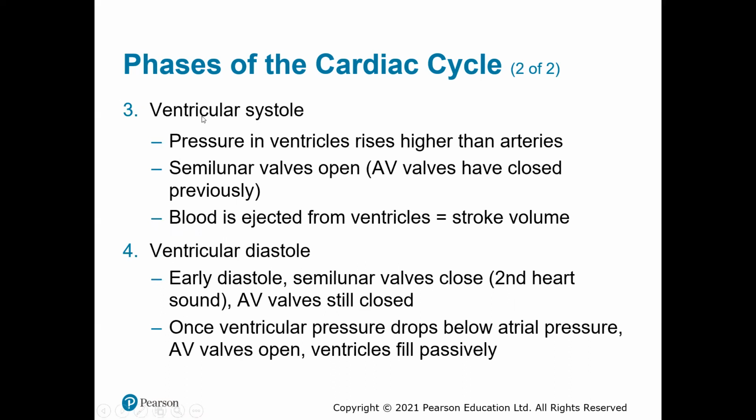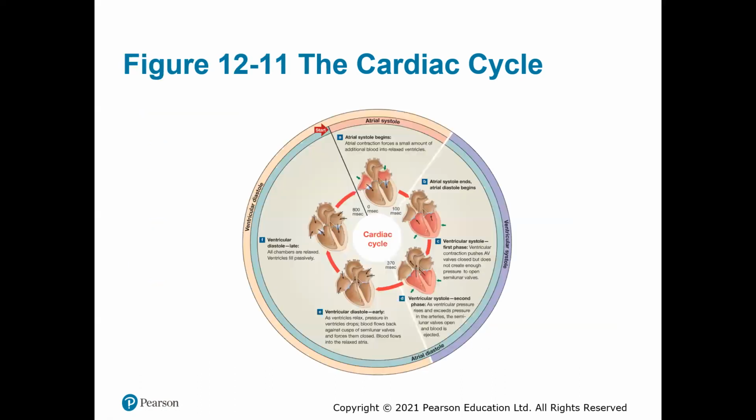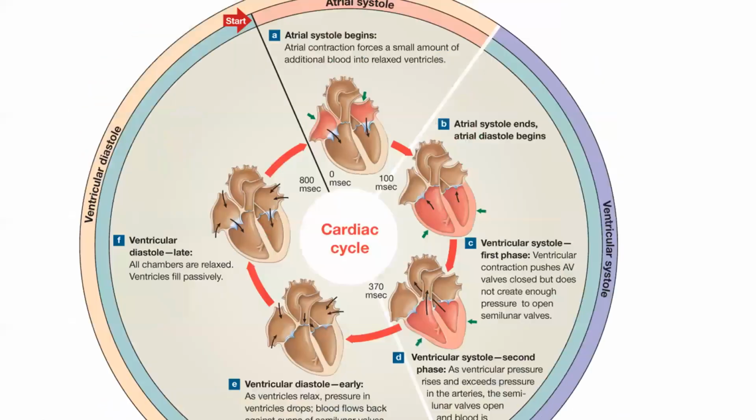Then what happens is ventricular systole, right? The ventricles contract and the blood is ejected from the ventricles into the artery. And then ventricular diastole, right? That's where the ventricles relax and the semilunar valves slap shut. And that allows blood to start flowing back into the atria and all the way through into some of the ventricles.